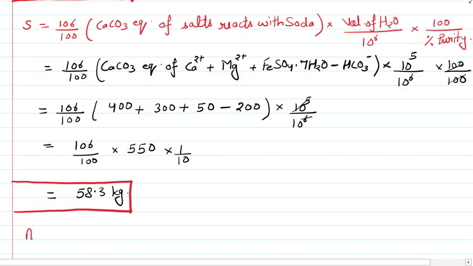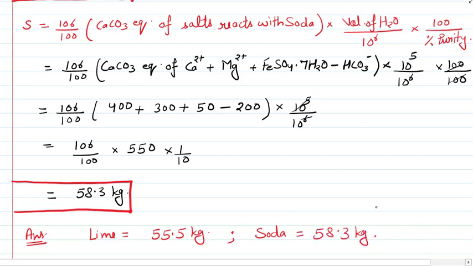So now I am going to write the answer. Requirement of lime, we get 55.5 kilograms, and requirement of soda, we have 58.3 kilograms. So this is our final answer.